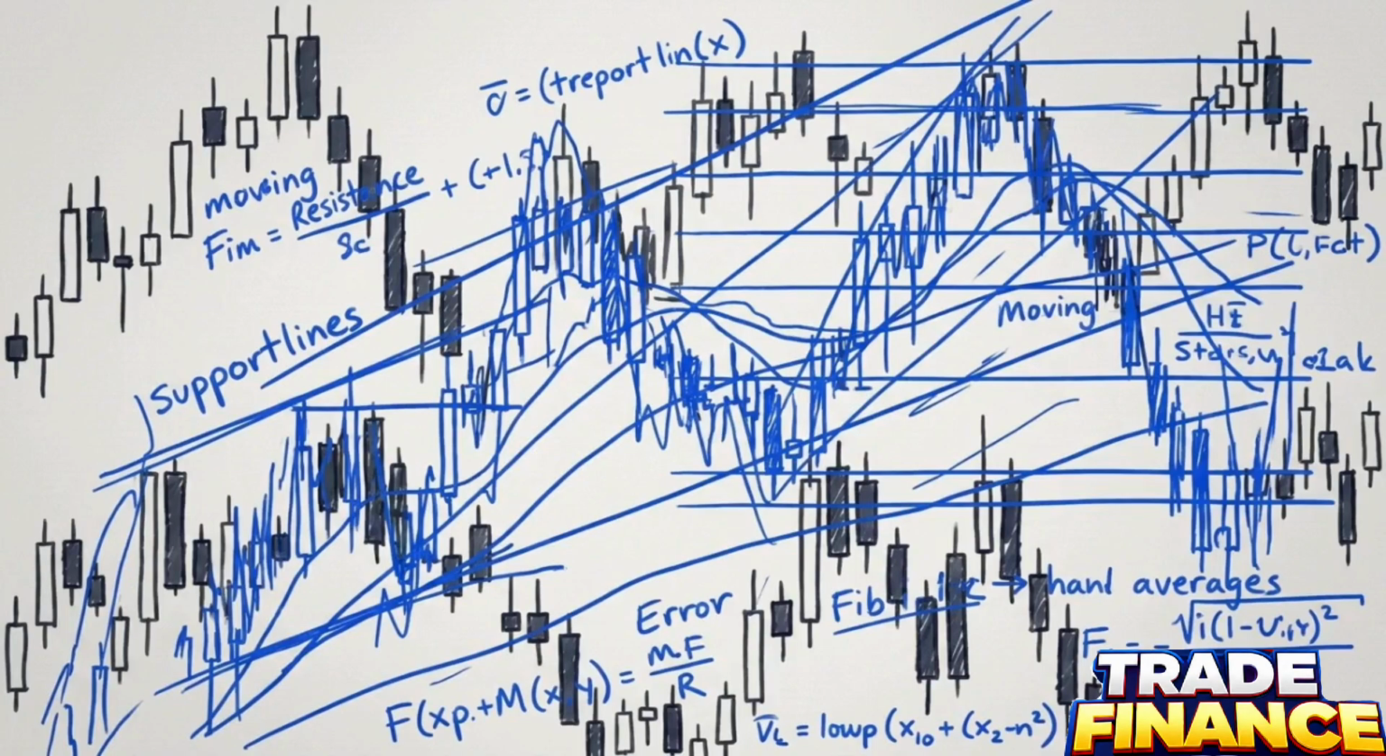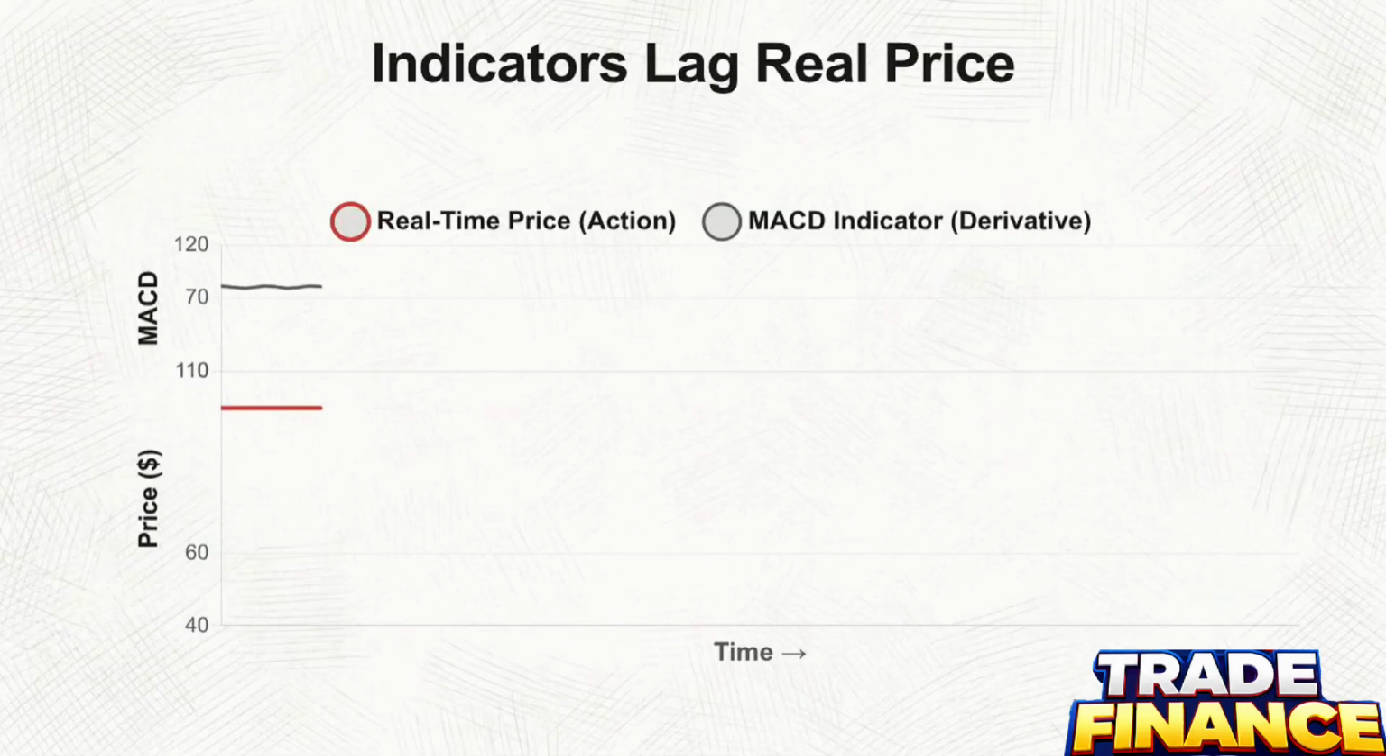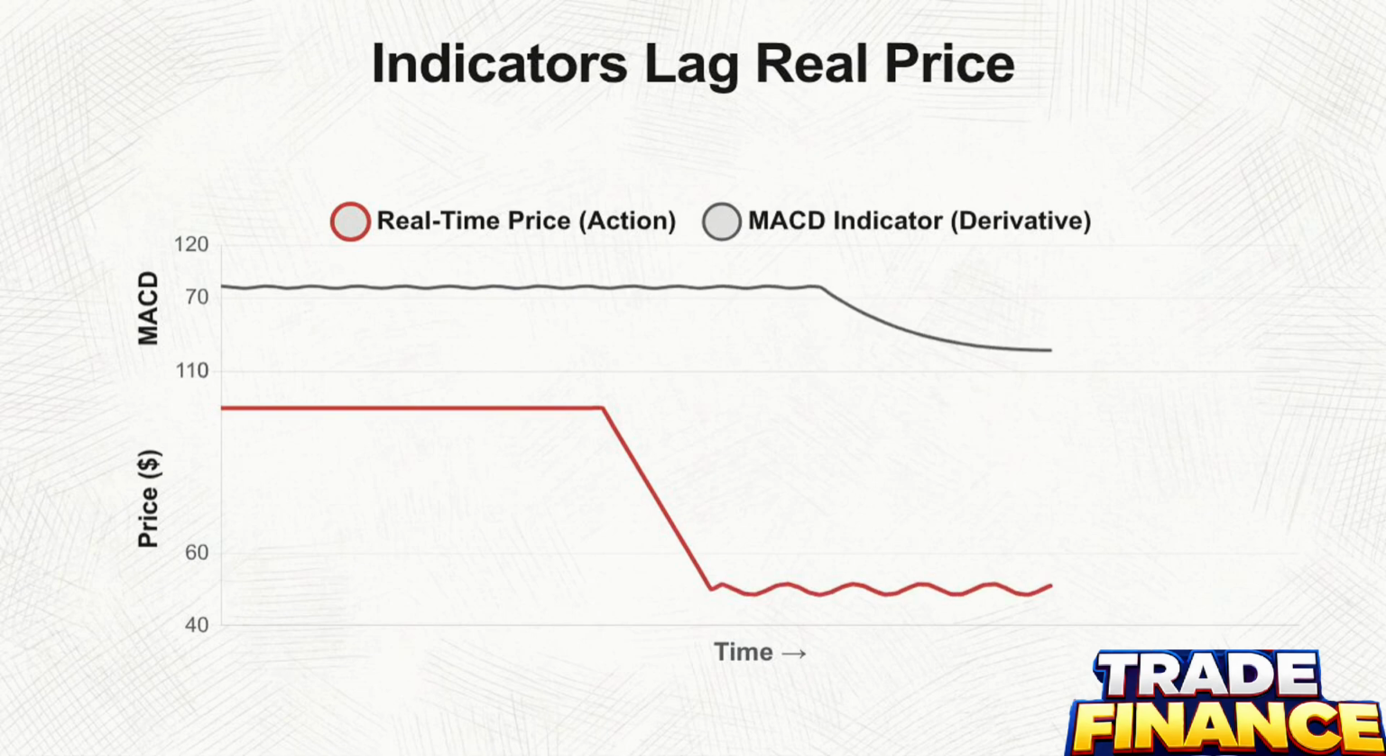The flaw lies in the tools themselves. Traditional technical indicators like the MACD or RSI possess mathematical lag because they are calculated using historical price inputs. By the time the line crosses on your screen, the actual market move is already over.